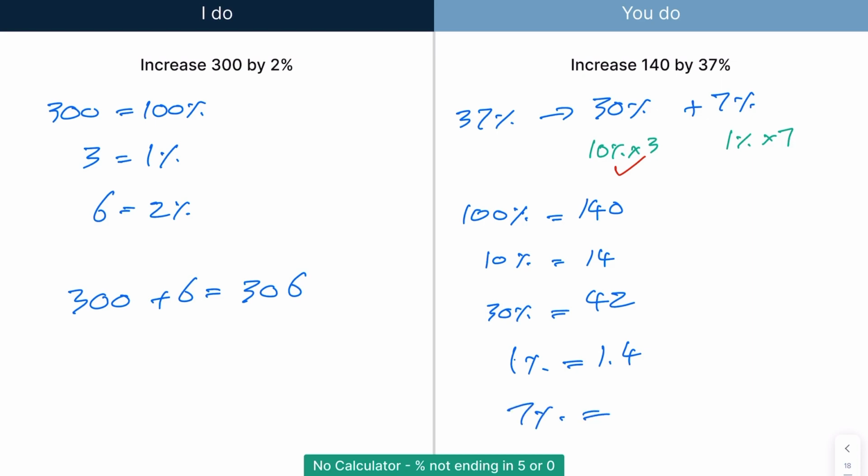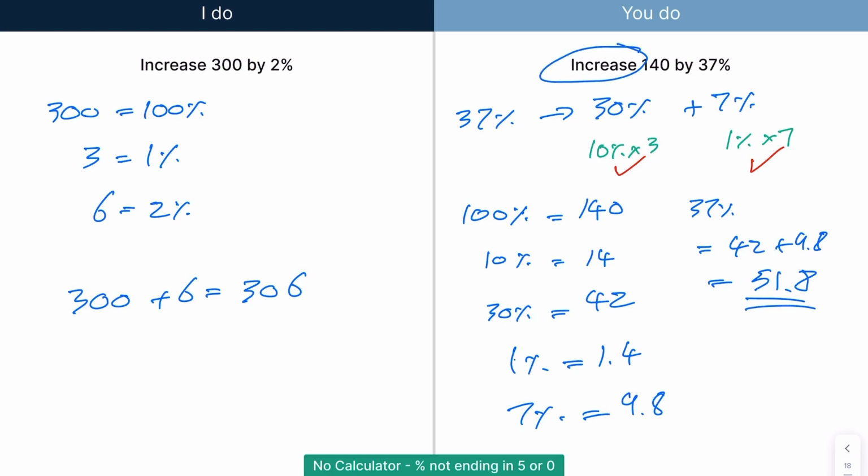So that's going to be 9.8. So now I also have this. So in total, 37% is 42 plus 9.8, and that gives us 51.8. And the question asks us to increase 140 by 37%, so that would just be 140 plus 51.8. And if you do that, you get your final answer of 191.8.